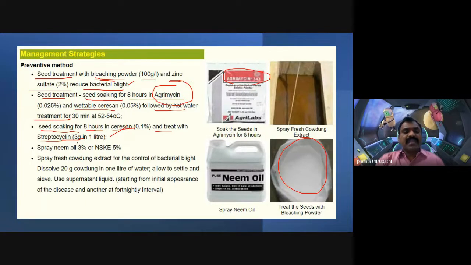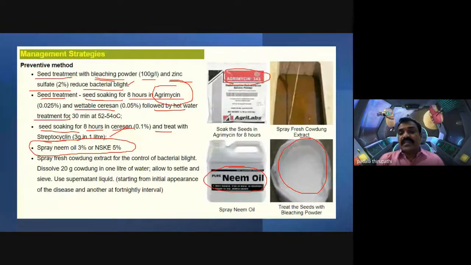Along with this, spray neem oil 3% or NSKE 5%. See here, this is the neem oil. Have you ever heard of neem oil? Neem oil is one of the best biopesticides, a pesticide extracted from plants, which is very useful and also very eco-friendly. By spraying this neem oil at 3%, it controls the bacterial disease.